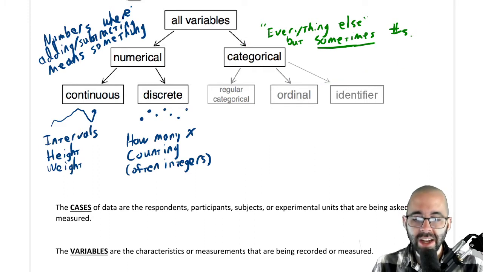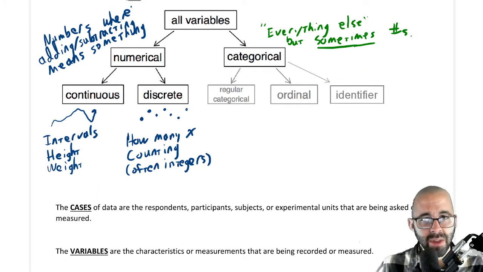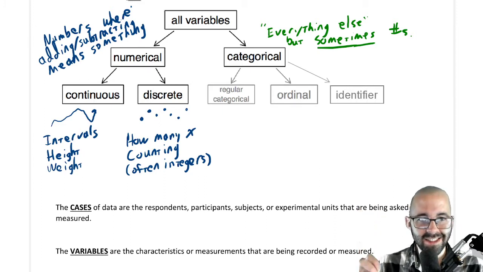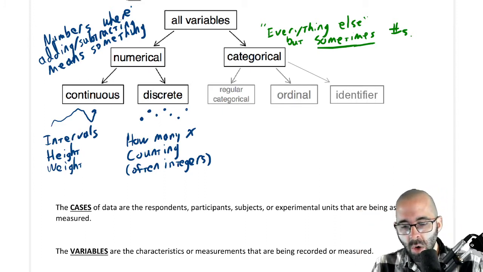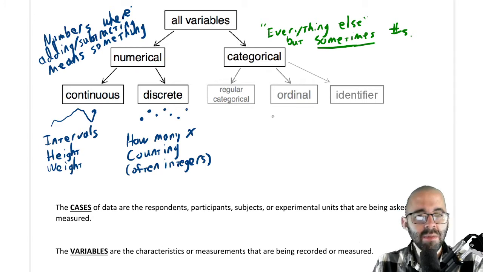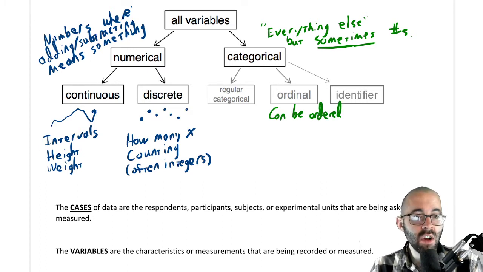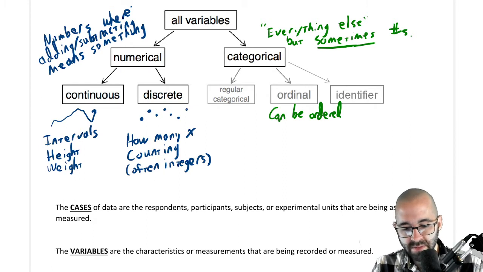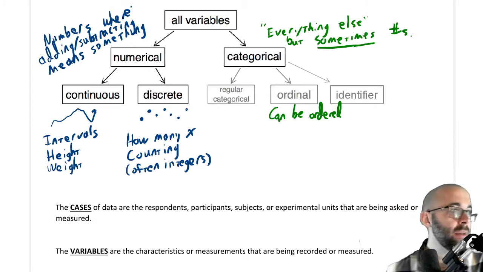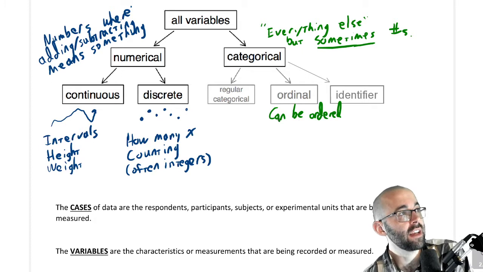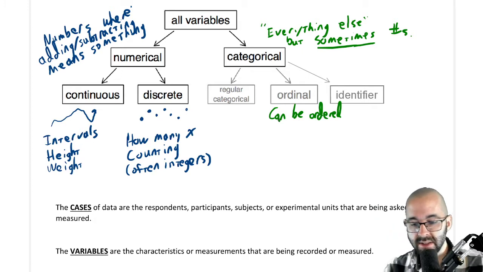Regular categorical, let's pause with that because that's another everything-else kind of definition. Ordinal has to do with ratings or something that can be ordered. These are the ones that can be numbers, like how many stars would you rate this, 1, 2, 3, 4, or 5? Just ratings in general. GPA is an example right here.